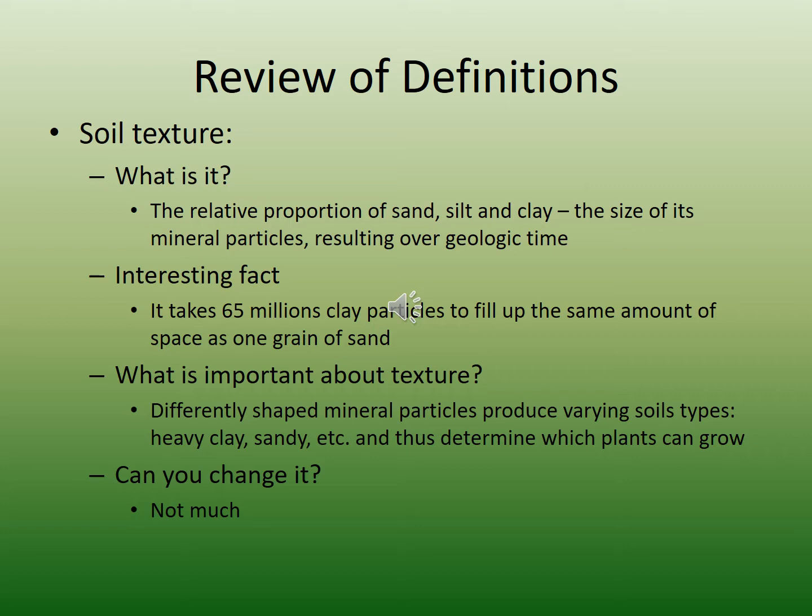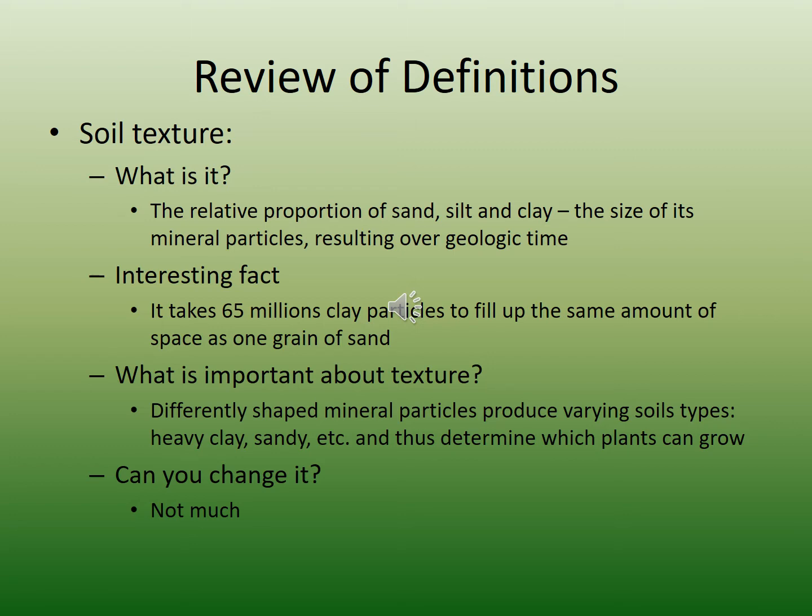The silt, as we have discussed, is the medium-sized particle, sand is the largest sized particle, and clay by far the smallest. It takes about 65 million clay particles to fill up the same amount of space as 1 grain of sand. So clay particles are much tinier. The most important thing about texture is the way it can create the structure of the soil, and it can determine which plants will grow.